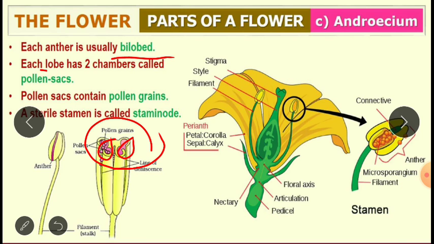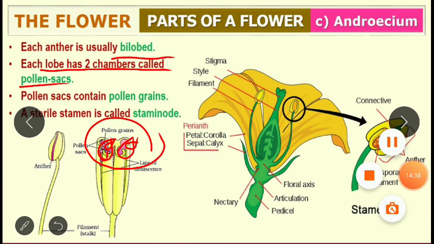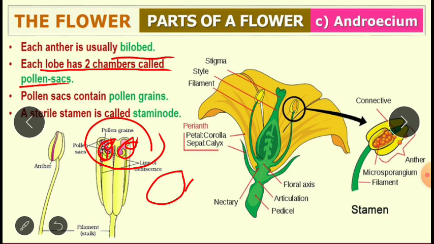And each of these lobes contains 2 chambers called pollen sacs. So one anther is already bilobed, and within these lobes there are again 2 bags, that is the pollen sacs. In these pollen sacs, the pollen grains are present, which are the male reproductive structure. A stamen which is sterile, not having any pollen grains or which cannot reproduce, is known as a staminode, which is very rare.